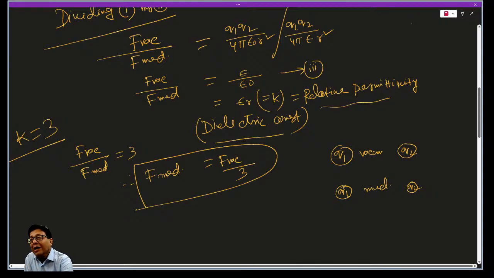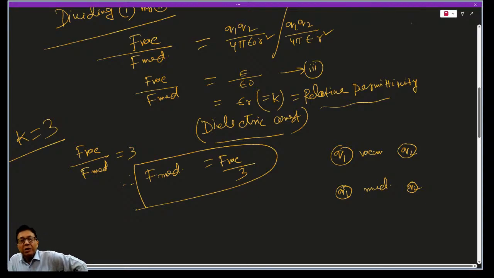So it has some practical application. Definitely, I will be discussing its application in detail after finishing the capacitor concept. You will find the practical application there, that when you use this medium, it can store more energy due to two charges. But that we are not discussing now. We are just discussing how force is affected. If we want to decrease the force, then we use a dielectric medium.